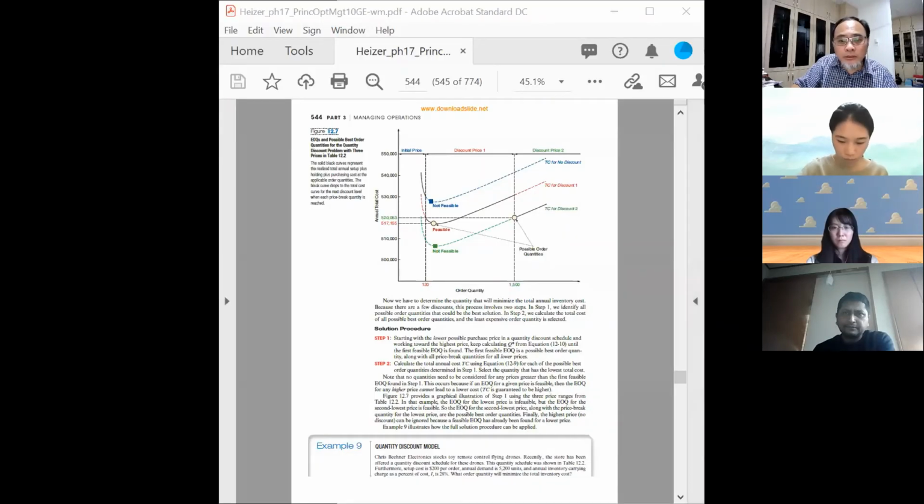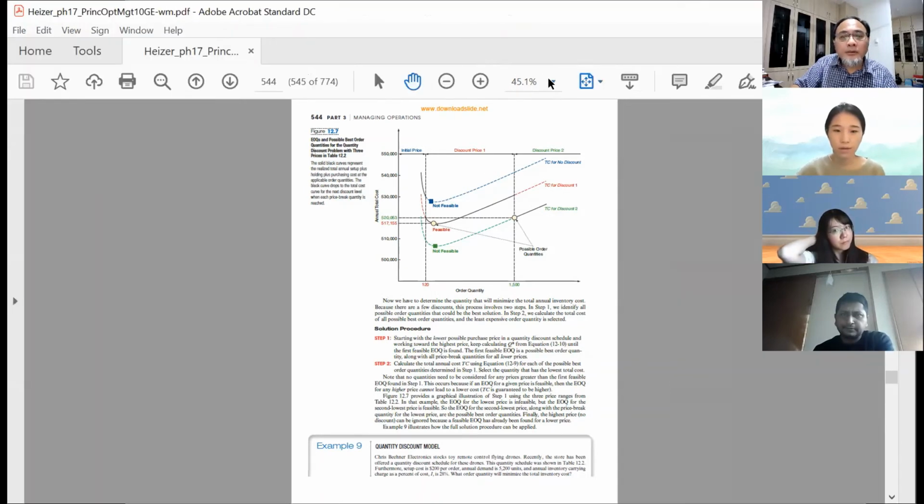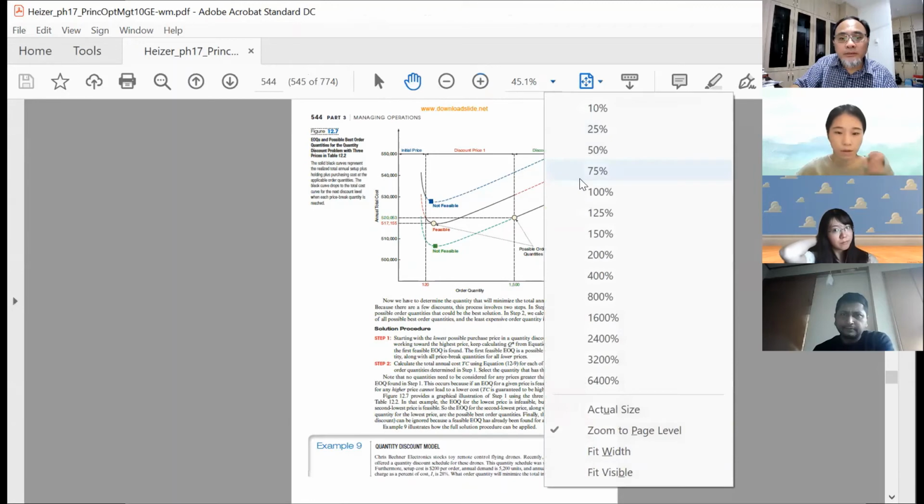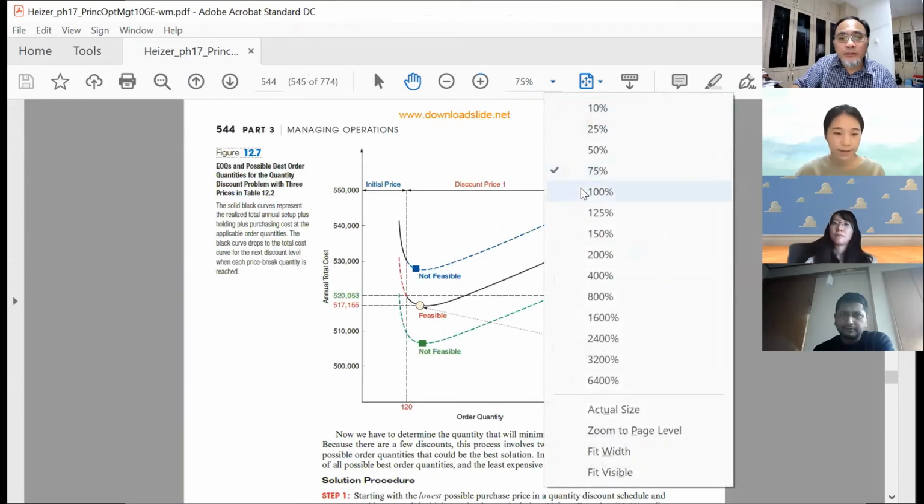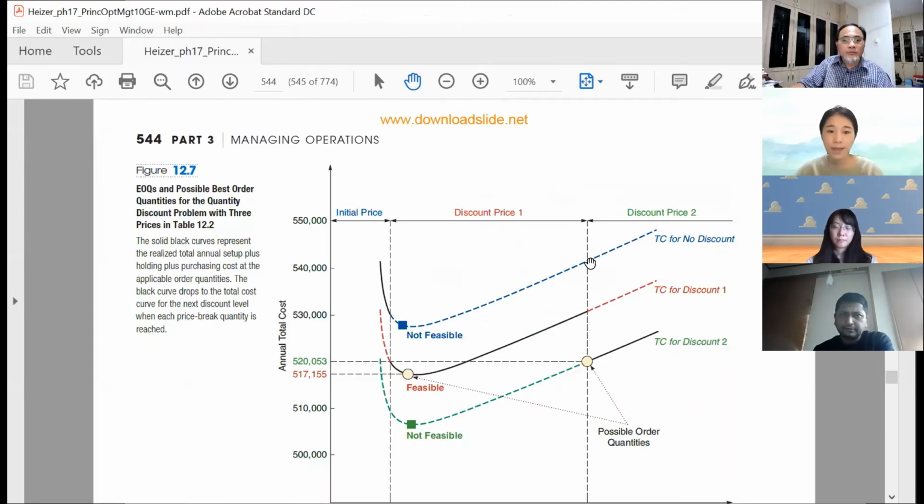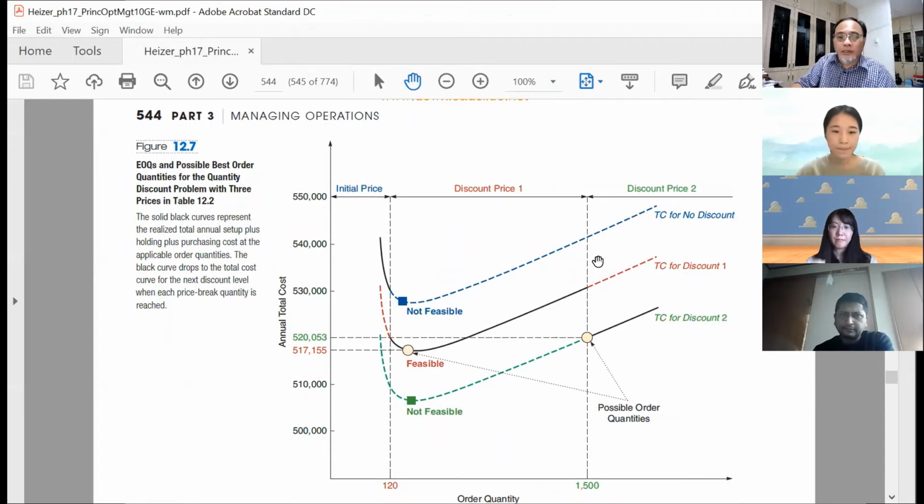Let me just share the slide with you, or share the book. Can you see the book? Yes, we can, but it may be a little small. Can you see the book now? Yeah. Okay.